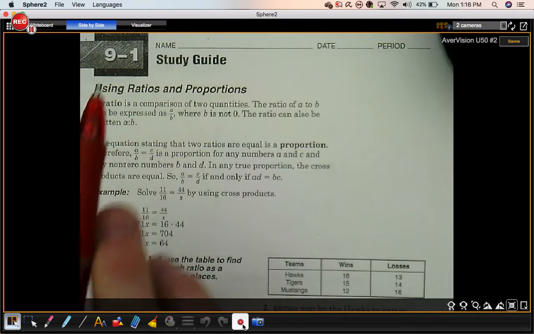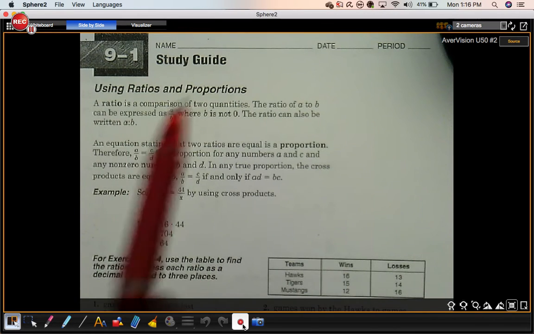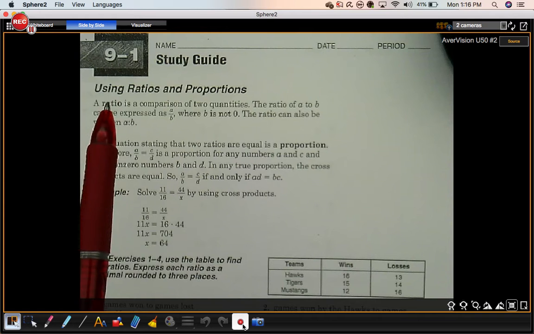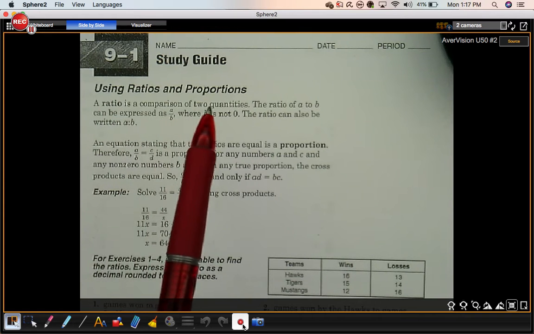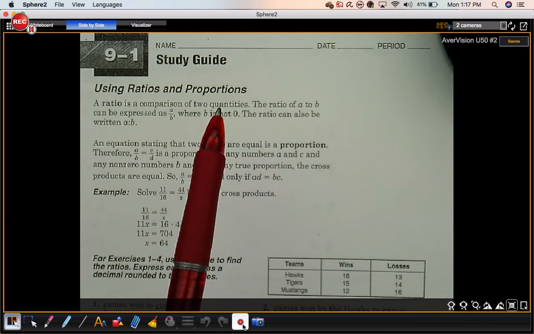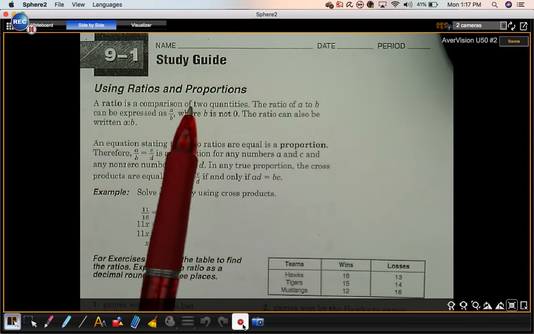Study guide for section 9.1, we're going to use ratios and proportions. A ratio is a comparison of two quantities, and what you're going to use is division. So you're comparing two things with division.